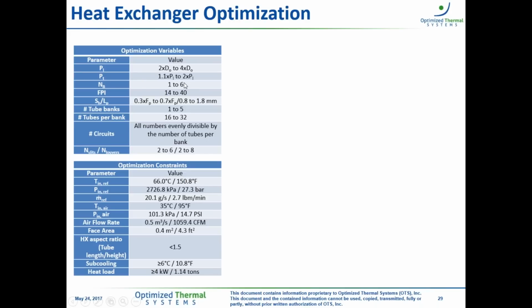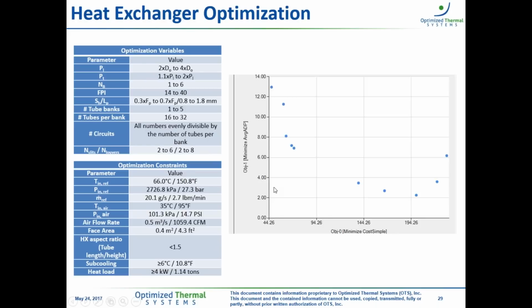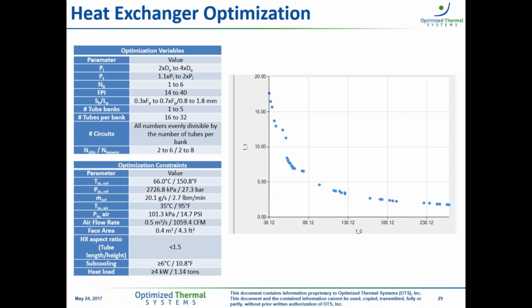And we use optimization variables here, or we define these optimization variables that make up the entire design of the heat exchanger. So we looked at different tube pitches in the longitudinal and transverse direction, different numbers of banks and fin densities. We explored slit fins and louver fins. We looked at a number of tube banks from 1 to 5 and 16 to 32 tubes vertically, different numbers of circuitry configurations, different numbers of louvers and slits, and really developed a very wide design space for potential heat exchanger designs.